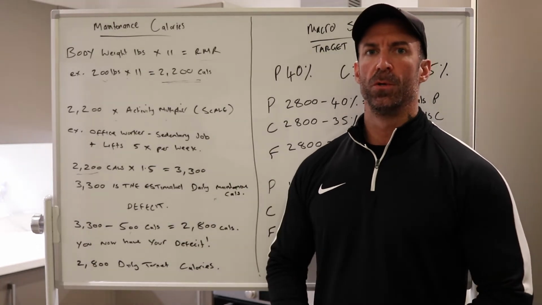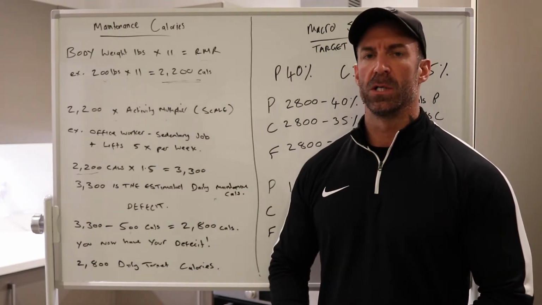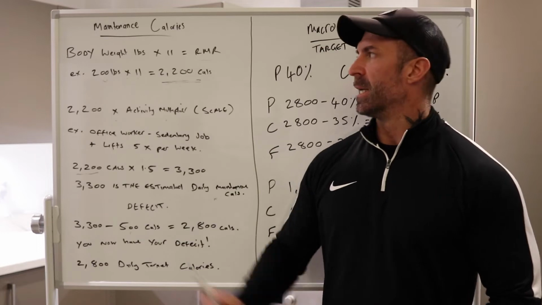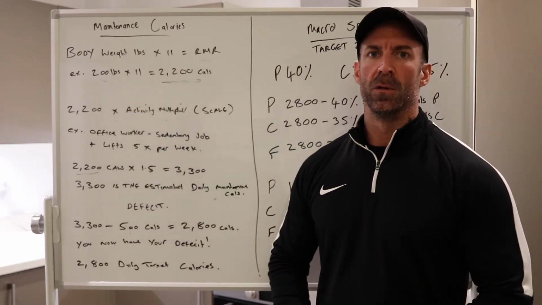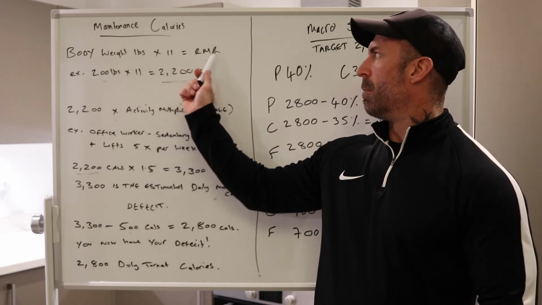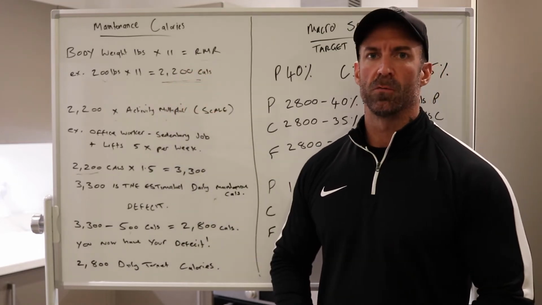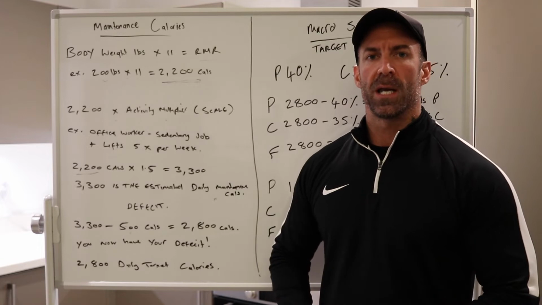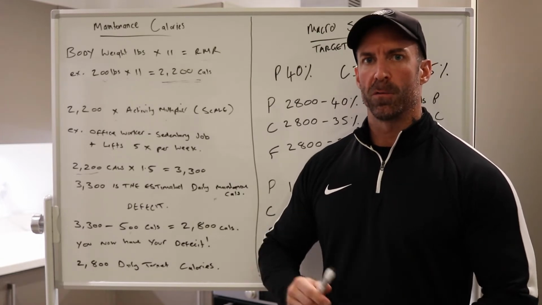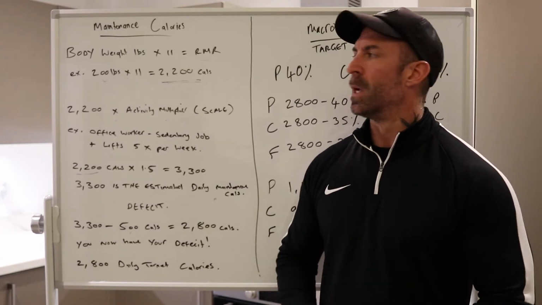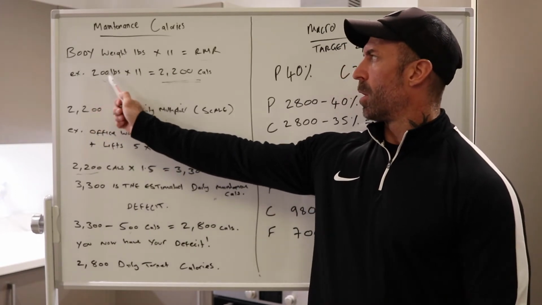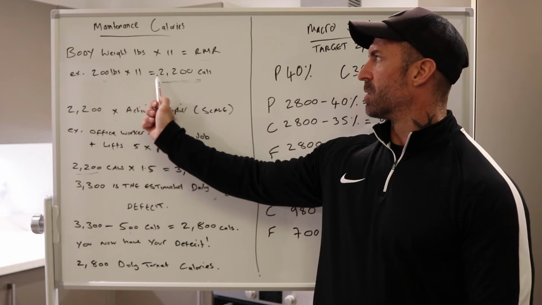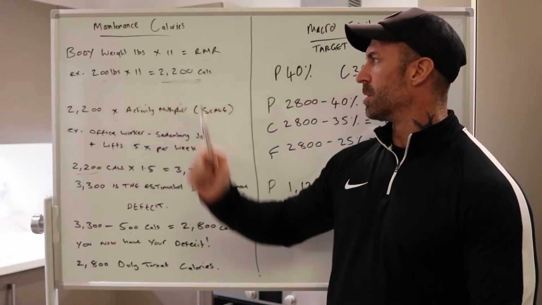When it comes to calculating your maintenance calories, the first thing that you're going to do is take your body weight in pounds, multiply that by 11. This is going to give you your RMR, your resting metabolic rate. This is the amount of calories that your body would burn over a 24-hour period if you were resting. As an example, we have a 200-pound person. We multiply the 200 by 11. This gives us 2,200 calories.